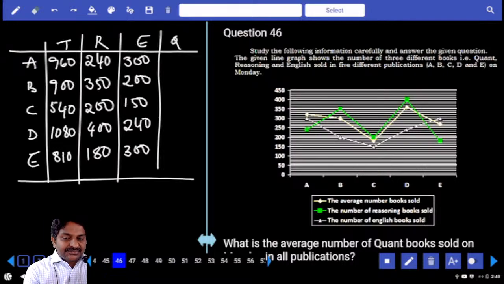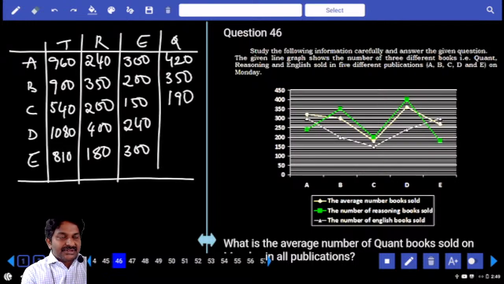Right, come on, let's fill quant. 540 subtracted from 960: 420. Next, 550 subtracted from 900: 350. Next, 350 subtracted from 540: 190. 640 subtracted from 1080: 440. 480 subtracted from 810: 330.